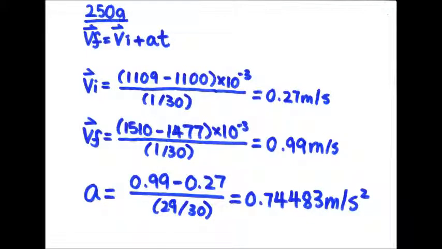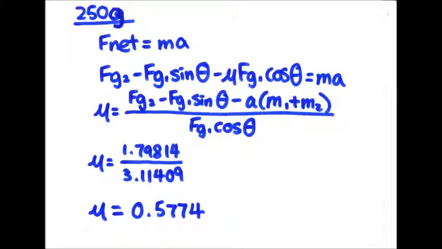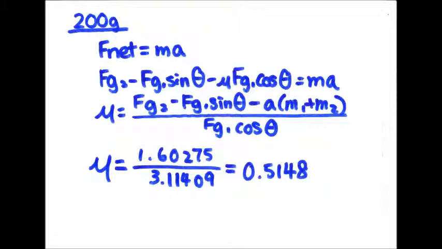This is the most exciting part of this lab. We finally have enough information to calculate the coefficient of kinetic friction. To find the coefficient of kinetic friction, we will start by applying Newton's second law, F net equals ma. From the free body diagram, we know that F net is equal to Fg2 minus Fg1 sine theta minus Ff. We also found the acceleration from the video. Therefore, we can isolate the coefficient of kinetic friction to one side of the equation and solve for it.